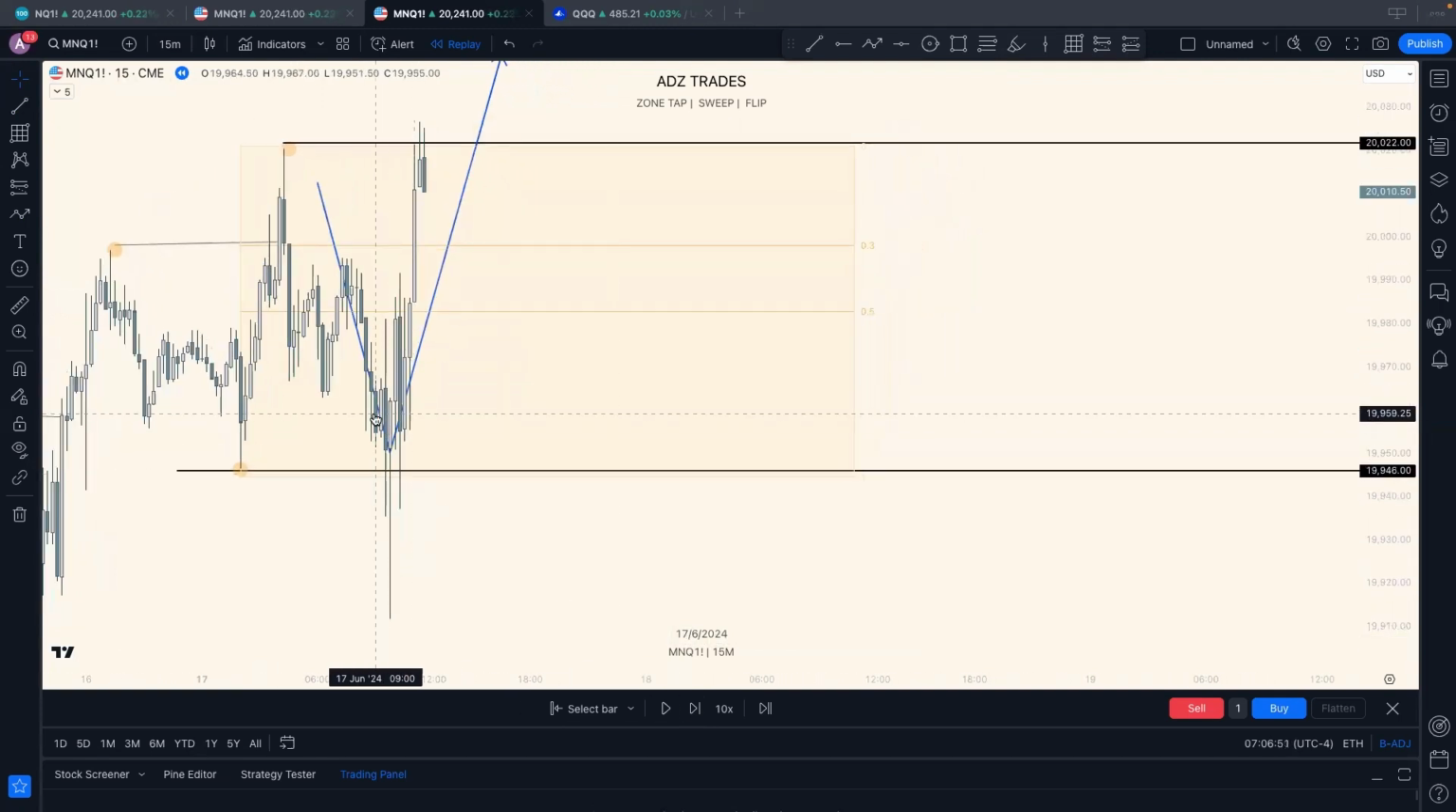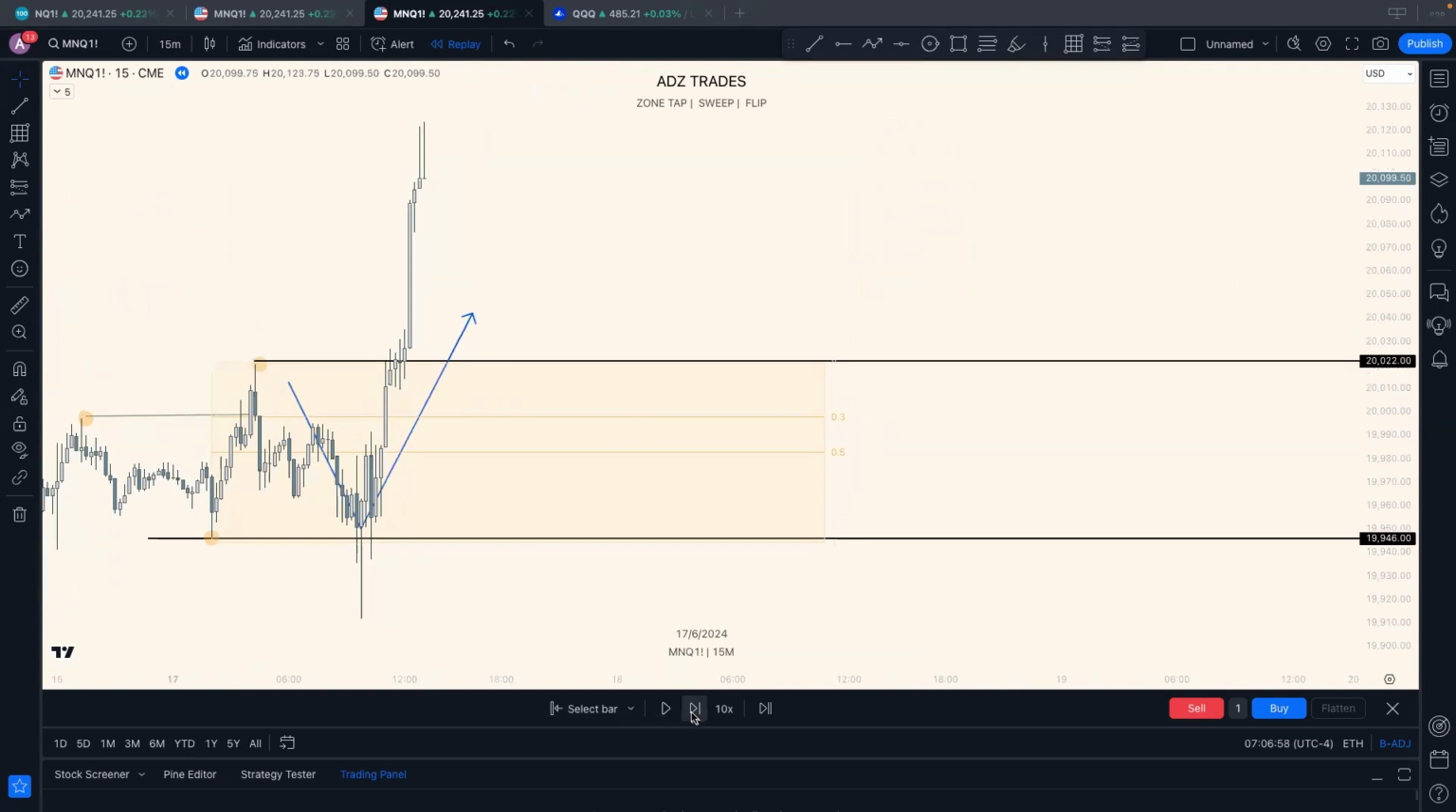Okay, we've wicked below, but we've never closed below. So perfect. Our range, we respected our range. We continued higher. Nice. Then what do we get?